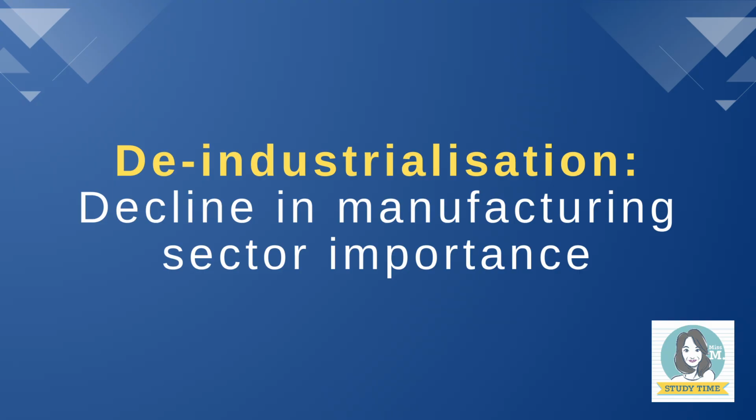De-industrialization. De-industrialization occurs when there is a decline or decrease in the importance and activities of the secondary or the manufacturing sector in a country's economy. So it means that the role of factories and production of goods becomes less significant or less important over time, and it leads to a shift or movement towards the service or the tertiary sector.